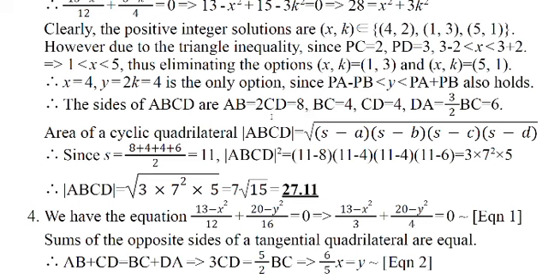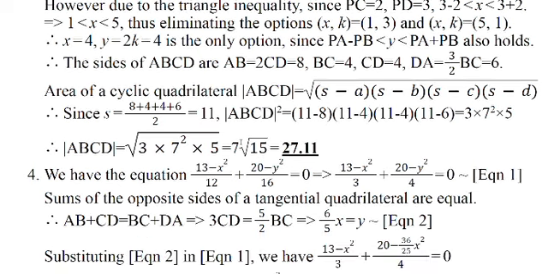Then we find the sides in terms of x and y, and then we basically use the formula for a cyclic quadrilateral, which is this, root of (s minus a)(s minus b)(s minus c)(s minus d). And then here s is the semi-perimeter, which is half the perimeter, so that gives us 11. And then we just find the area just like that. So we get 27.11 at the end.